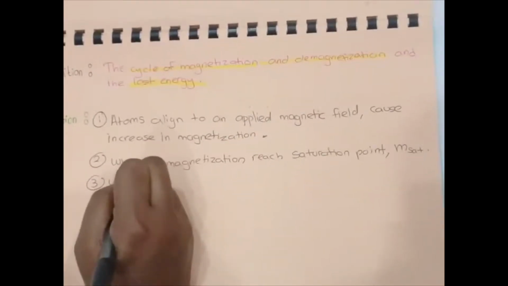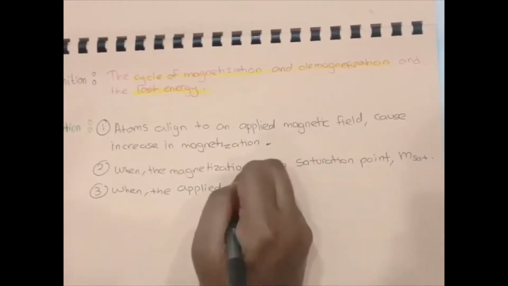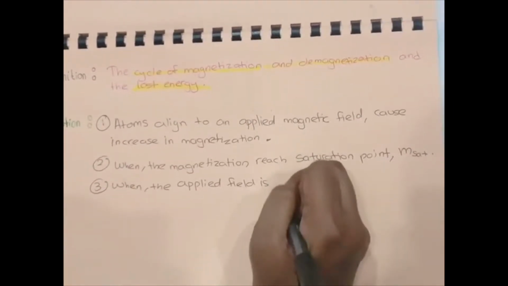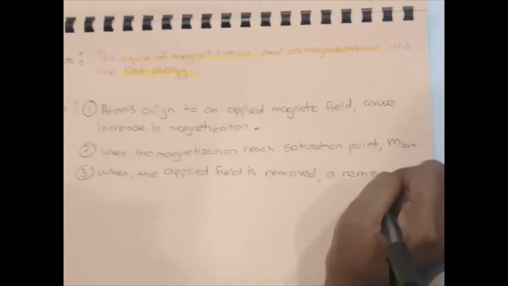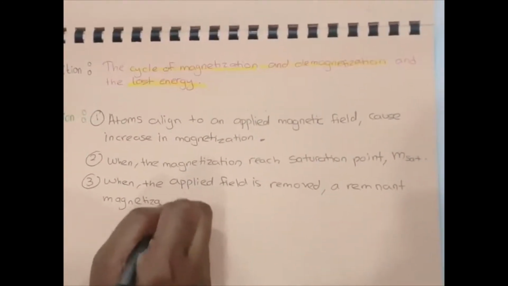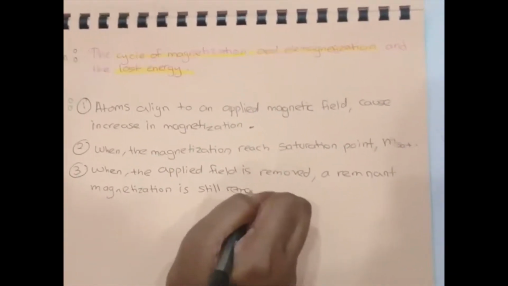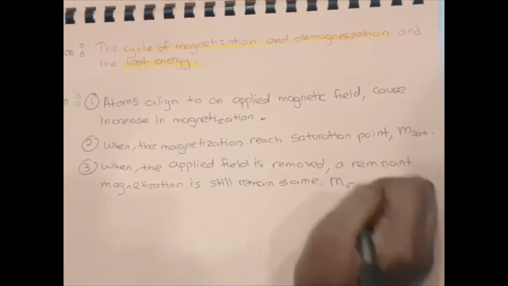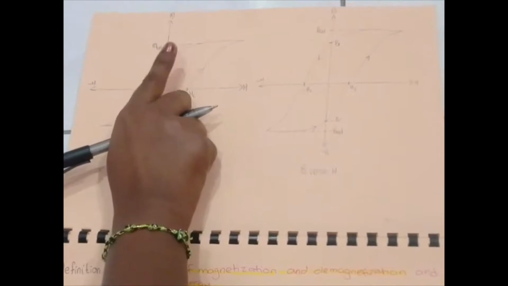The third point is that when the applied field is removed, a remnant magnetization still remains the same. The remnant magnetization will not be changed, which is MR, this point. MR will remain in the same position.